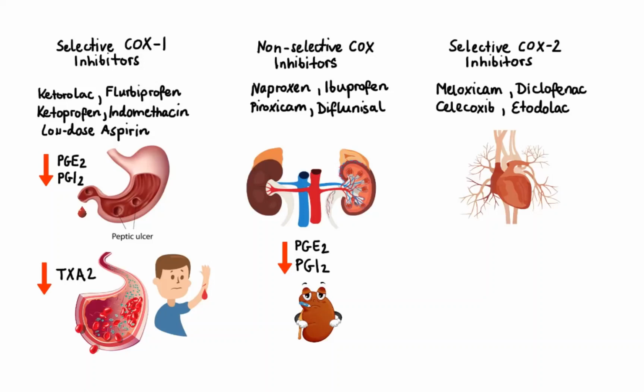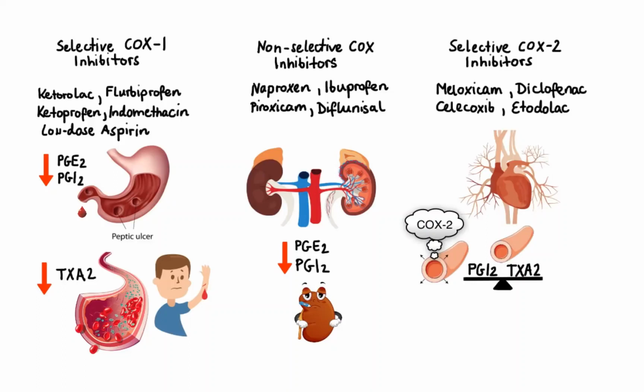In order to understand where this adverse effect comes from, let's take a look at the blood vessels supplying blood to the heart. So under normal conditions, we have a balanced effect between prostacyclin and thromboxane A2. Now, prostacyclin is produced mainly by COX-2 in the endothelium, and it's responsible for vasodilation and inhibition of platelet activation. On the other hand, thromboxane A2 is produced mainly by COX-1 in platelets, and it's responsible for vasoconstriction and promotion of platelet aggregation.